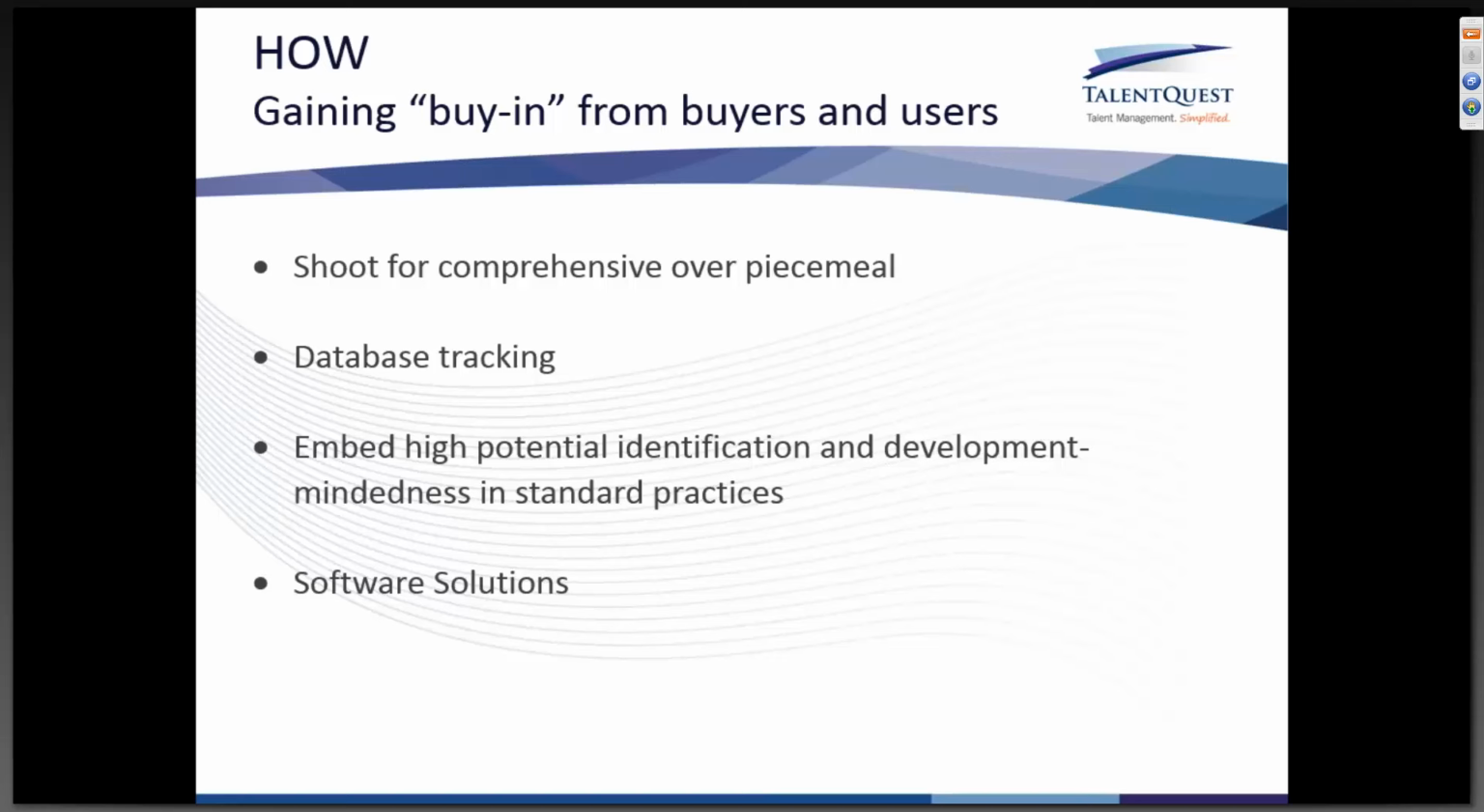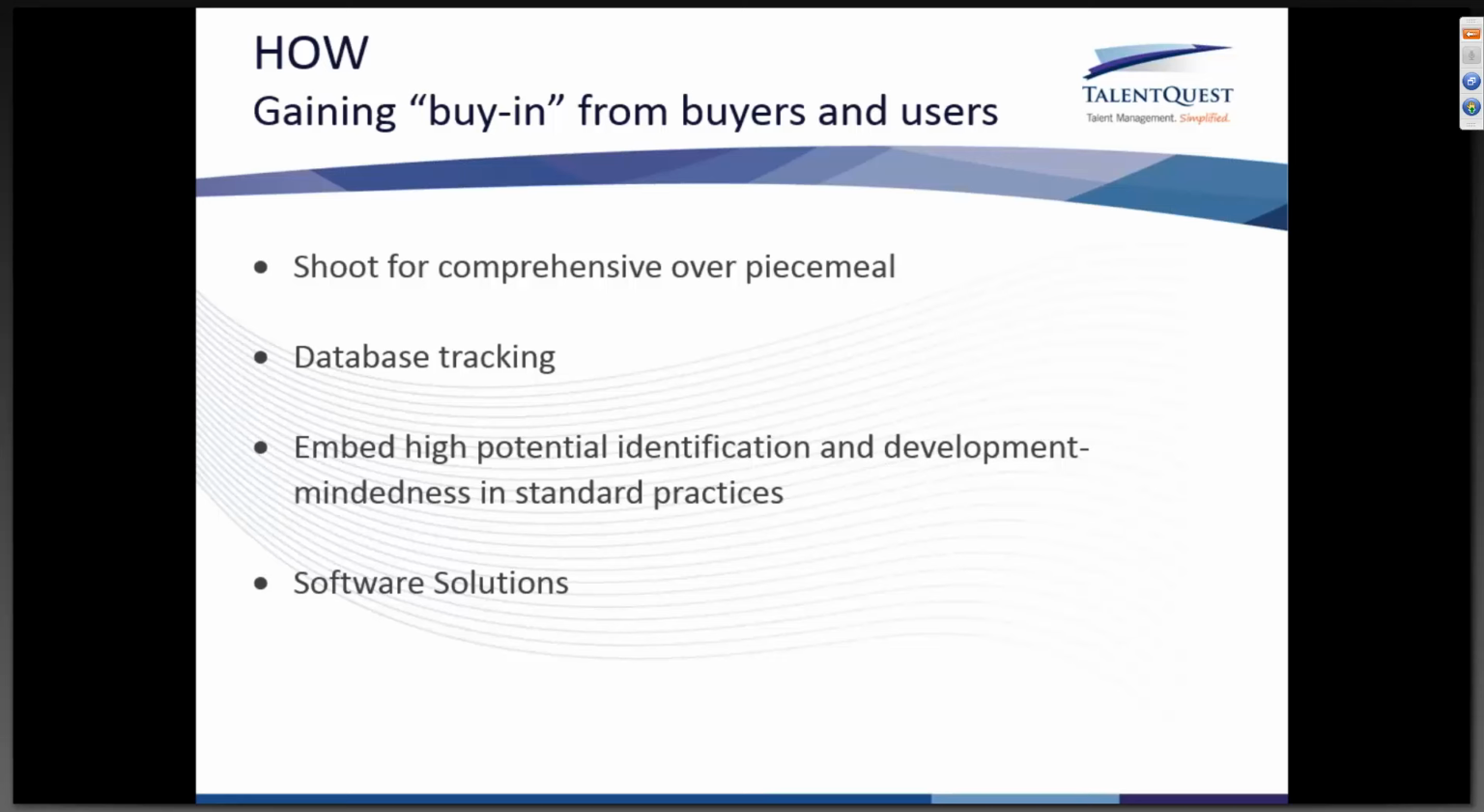I think it's easier for all of us when we're given one thing to do than 5 different things, especially if those 5 different things don't seem related. So one way of considering how to do that is through software or database tracking. I think embedding the high potential identification in standard practices, like we talked about with performance review, can be one way of getting folks to do something without necessarily feeling like they're adding something totally new onto their plate.